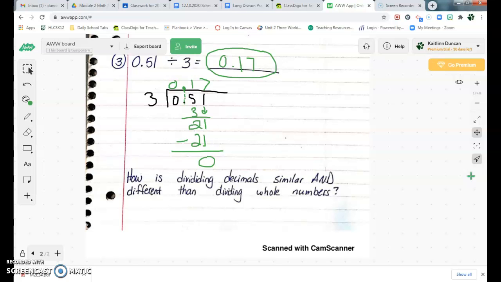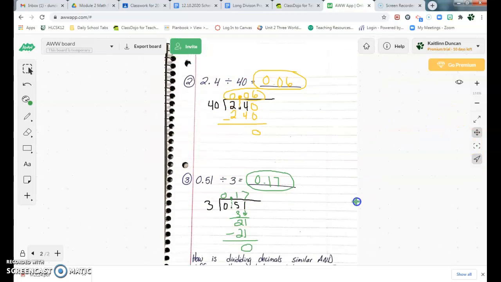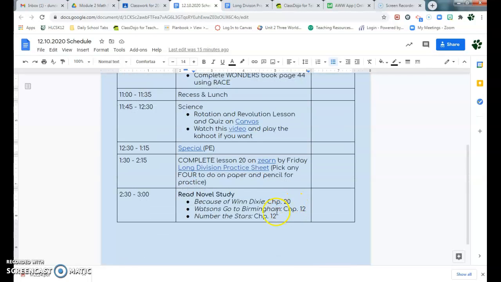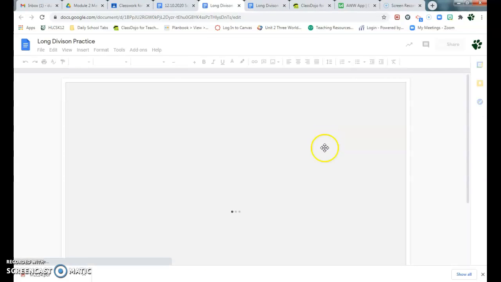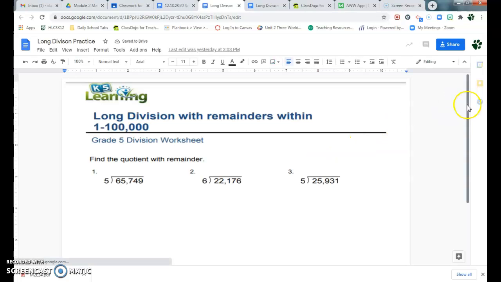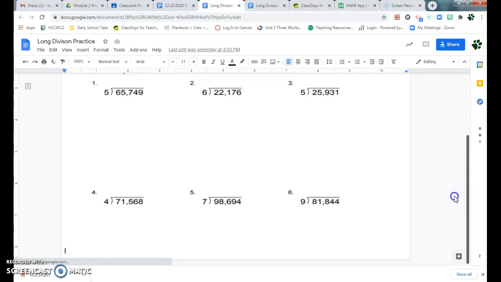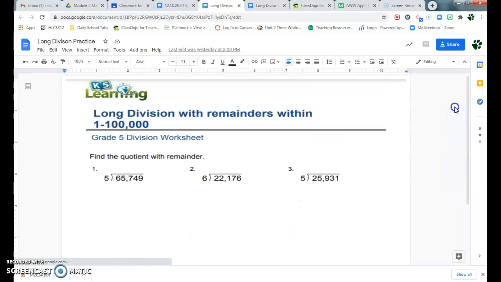One more thing I want to bring your attention to, since we are done with our math notes, is if we look at our schedule for today, I did give you guys a long division practice sheet. I said pick any 4 to do on paper and pencil for practice. So if you click on this, we're going to be working on practice today for long division. A lot of our students are struggling with this. So I want you to pick any 4 problems that you see in here, grab paper and pencil, and solve them out. It's just practice. I don't need to see them, but I trust you guys that you are going to be working on this.